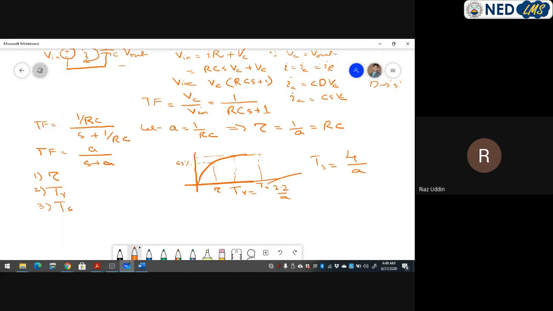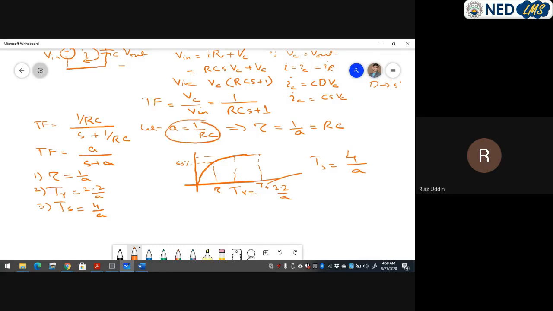Based on that, all these values depend upon A: tau depends upon 1 upon A, rise time depends on 2.2 upon A, and settling time depends on 4 upon A. So basically, by changing the value of A, which represents the system physical parameters, you can change the response.